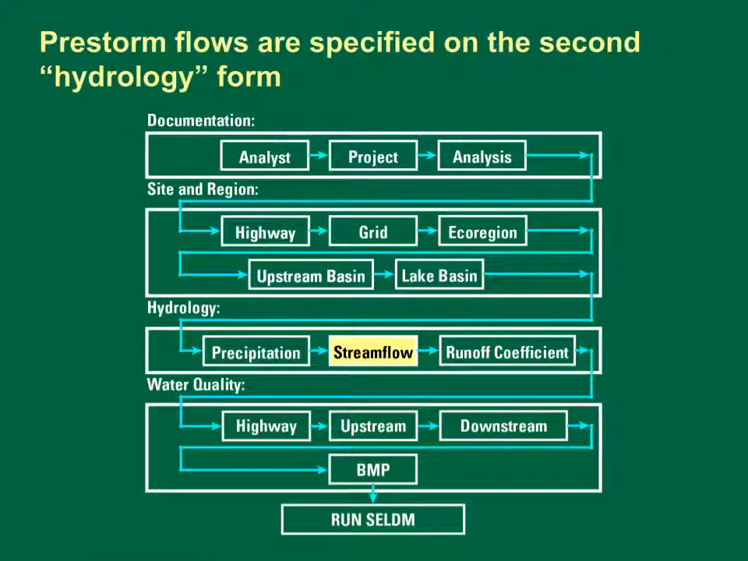This schematic diagram shows the flowchart for entering input data and for running a SELDM analysis by using the model's graphical user interface. Streamflow statistics are specified on the second hydrology form in the interface, which is also the 10th form in the progression from the analyst form to the run SELDM form.